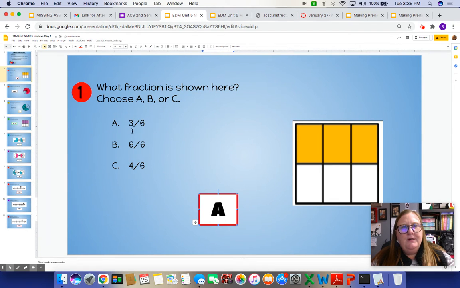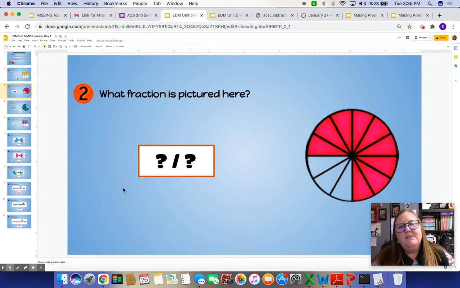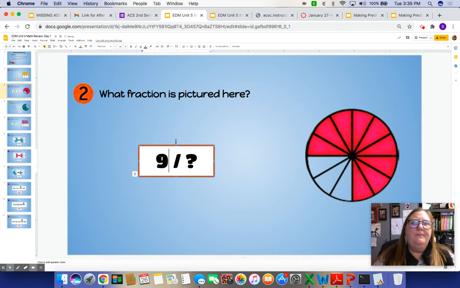Remember, the top number, or the number to the left, is how many pieces are colored or shaded in. The bottom number, or the number to the right, is how many total pieces there are in the fraction. So let's look at this fraction. This time we have to actually name what the fraction is. So we're going to see how many shaded pieces there are first. 1, 2, 3, 4, 5, 6, 7, 8, 9. So 9 is the first number. And then the second number, or the bottom number, is always how many total pieces there are. So 1, 2, 3, 4, 5, 6, 7, 8, 9, 10, 11, 12. So it should be 9/12.